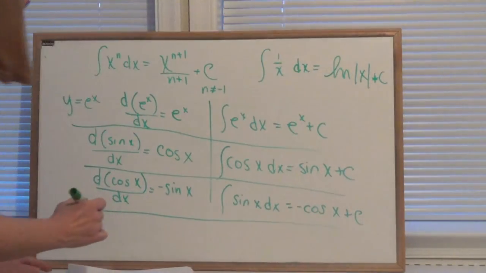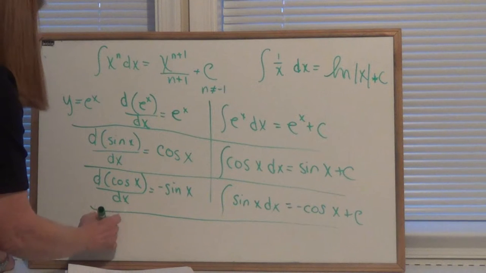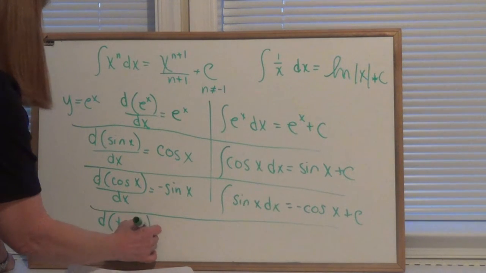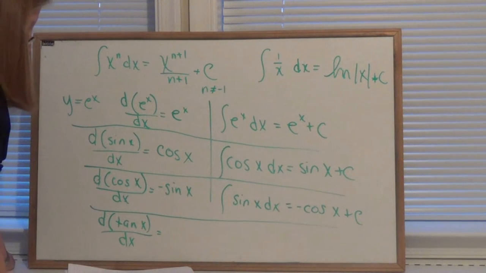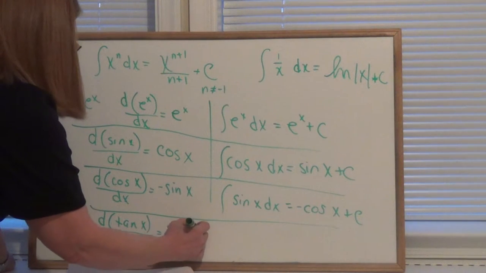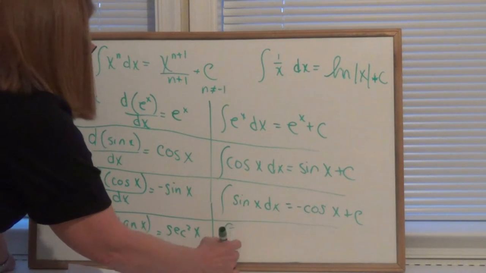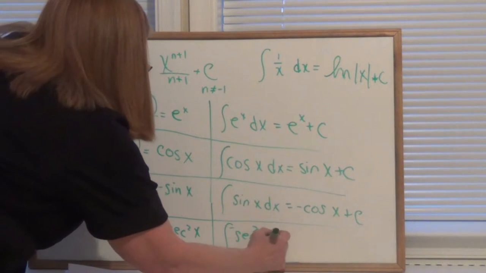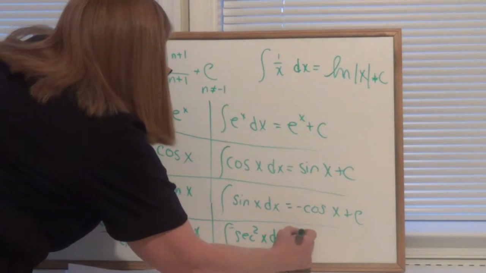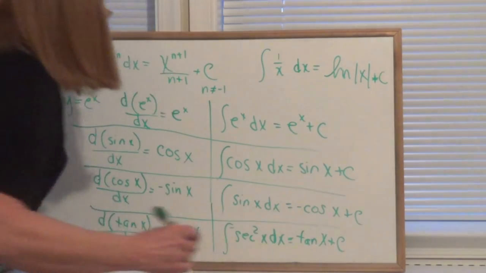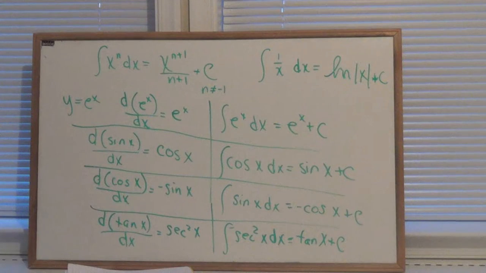Alright, now here's some integrals. I'm interested to know if you know the derivative of the tangent of x dx. You should know that. And it is the secant squared. And so that tells us that the integral of secant squared x dx is tangent x plus c. Alright, we just have a couple more of those to do.